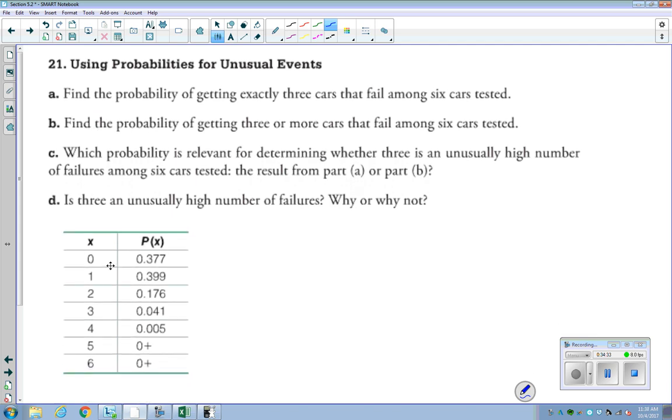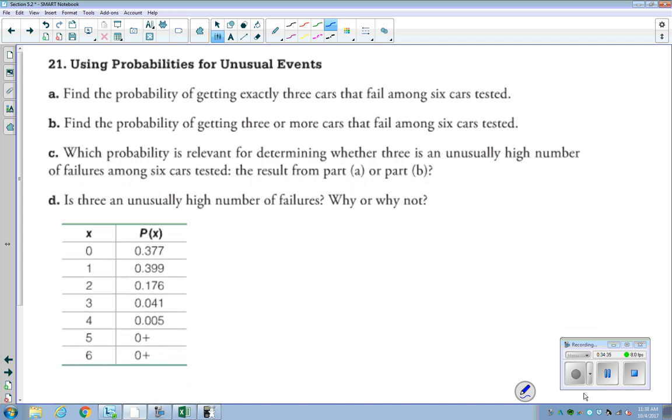So here's the next one, and I'm going to let you guys work on that for me. Okay, part A. Find the probability of getting exactly 3 cars that fail among the 6 cars. That would simply be 0.041. Okay, find the probability of getting 3 or more cars that fail among the 6 cars.